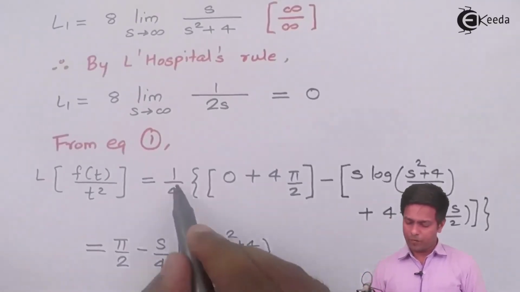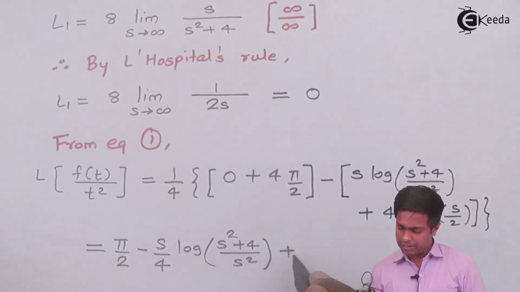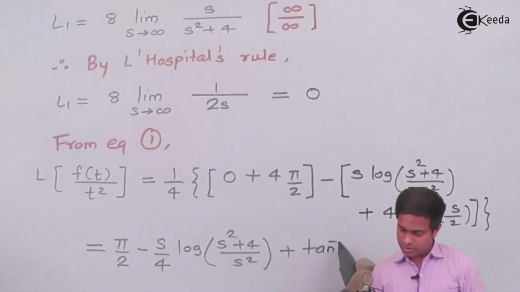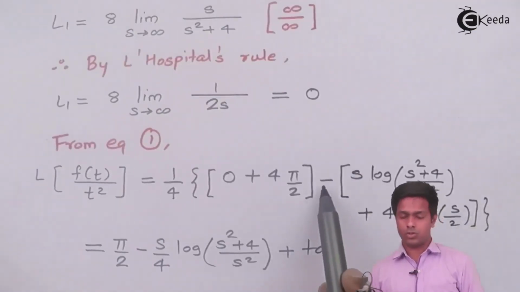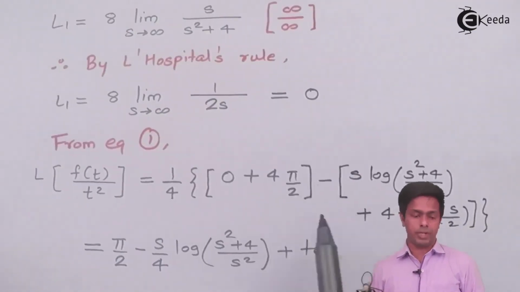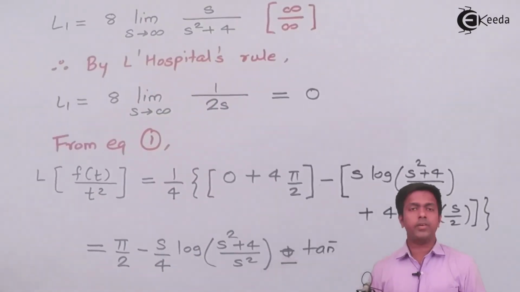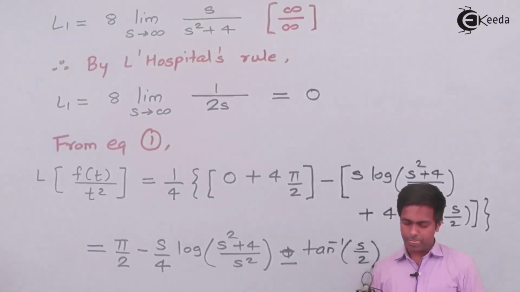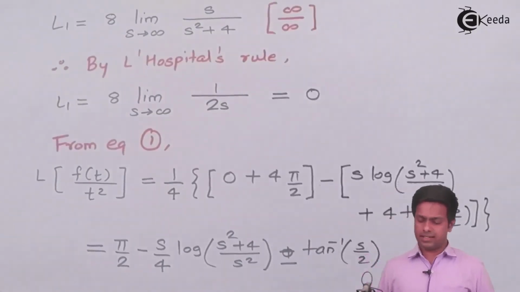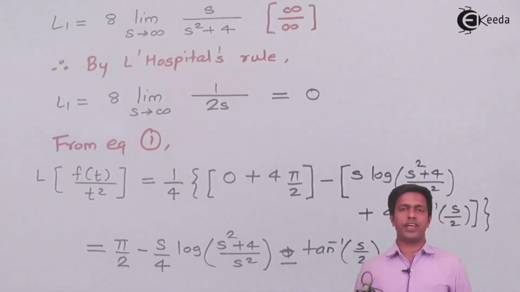And if I take 1 by 4 here and multiply this term, then 4 and 4 cancel, we will get plus tan inverse. See here guys, outside this bracket we have negative sign, so negative and positive will become negative. So I'll make it negative over here, the sign will be negative, and we will get tan inverse of s by 2. So you can keep this as final answer, or here you can apply the property again, that is pi by 2 minus tan inverse of s by 2.